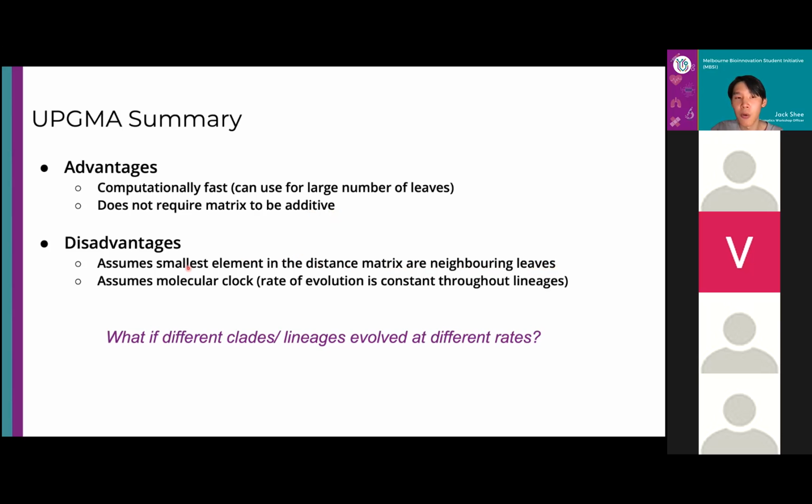So remember that we assumed the molecular clock hypothesis. So the rate of evolution is constant throughout all the different branches or subtrees or lineages, as you can think of it. But what if the different lineages evolved at different rates, which might be true in real life biology, where you have different environmental niches that might accelerate evolution in a certain environment compared to another environment. So not everything is evolving at a constant rate.